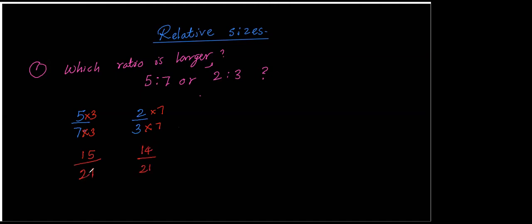When we compare these, this is the greatest one. So we can write 5 to 7 is the larger. 5 to 7 is larger. Second question.